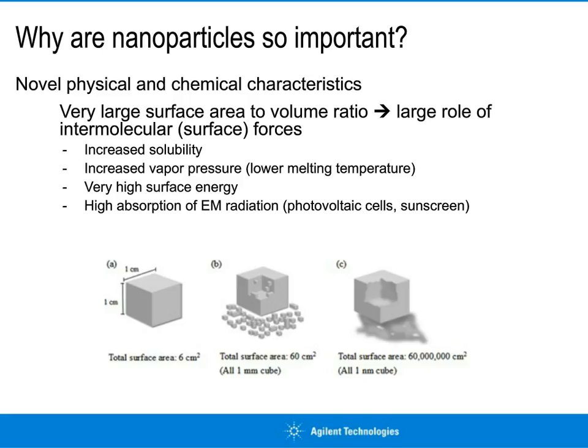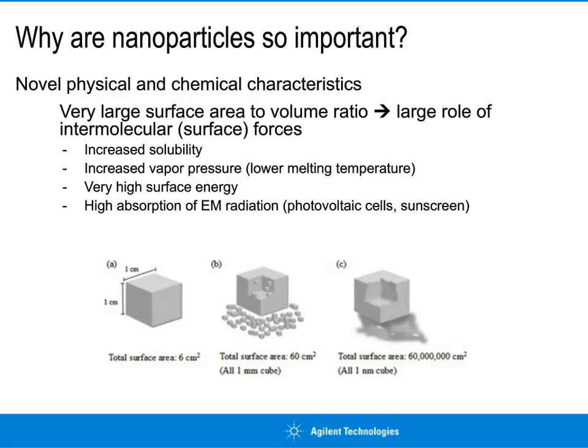It increases the vapor pressure, which results in lower melting temperatures than you would have for normal sized particles. Nanoparticles have very high surface energy, and they also have very high absorption of EM radiation, so they're used in things like photovoltaic cells and sunscreen, for example. The graphic at the bottom is interesting.